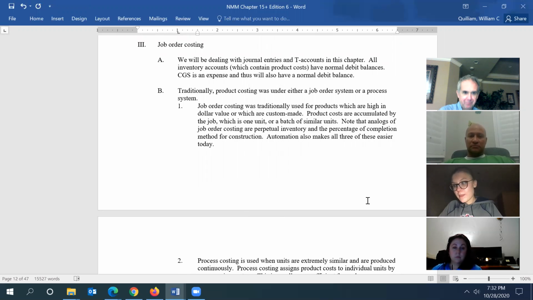Well, job order costing. So determining the cost of an individual product or individual job, which could also be a batch of products. So we'll be dealing with journal entries and T accounts in this chapter, and all inventory accounts which contain product costs in a factory, meaning direct labor, direct materials, and overhead, have normal debit balances. Cost of goods sold is an expense and thus will have a normal debit balance. So in saying that, those things probably sound familiar, but I think it would help at this juncture if I reviewed the rules for debits and credits.